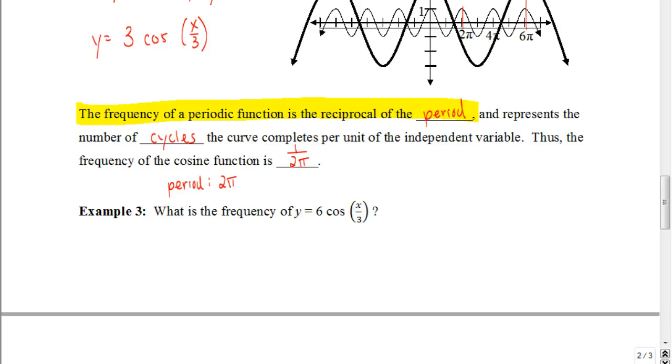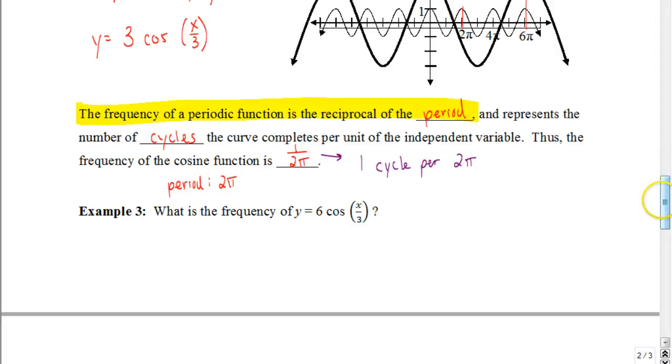Now, what does that represent? Because it's important to understand what this really means. This means that we have 1 cycle per 2 pi, which makes sense because the frequency refers to how many times something occurs. So the frequency here for this function is it occurs once every 2 pi, so 1 per 2 pi.